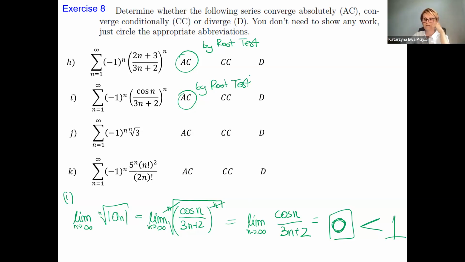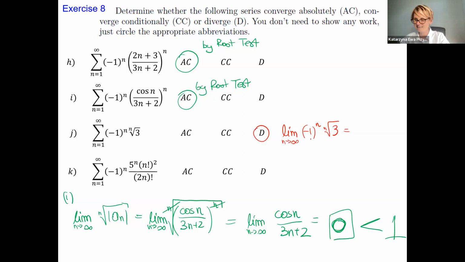What about J? It is already the nth root. That means I don't know if we can use the root test again. Deepen says it's divergent. Rachel is confirming the test. Of course, it is divergent, by the test for divergence. If the limit, actually, what is the limit at infinity?